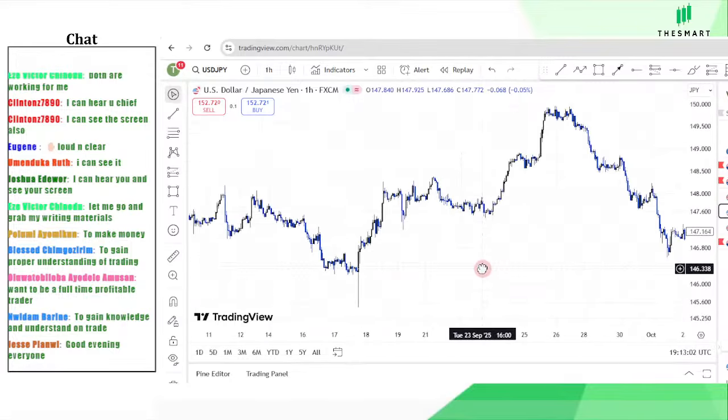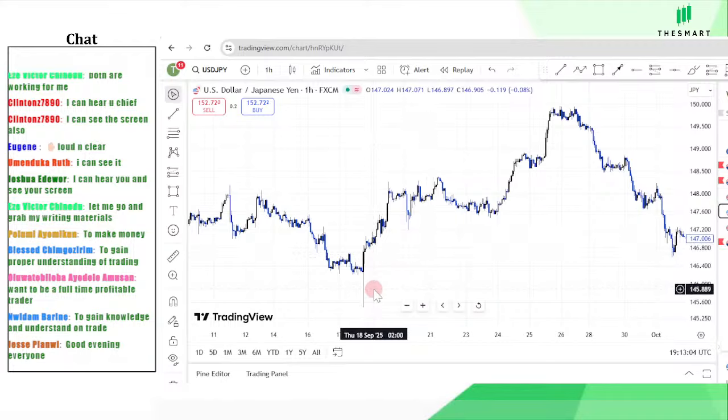All right. So we said market structure is the way the market moves. If you look at this point, the market moving from here to this point and coming back down, all of this movement is also considered your market structure. That pattern in the market is what you consider your market structure.